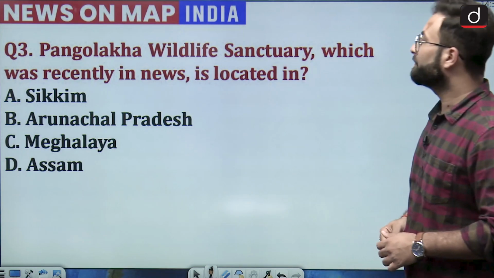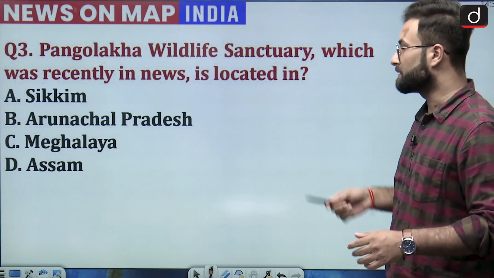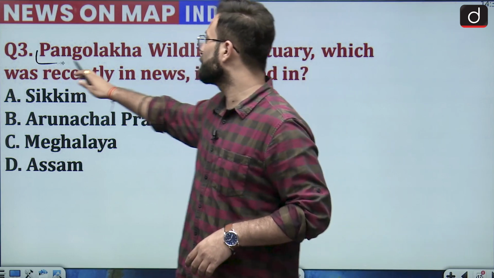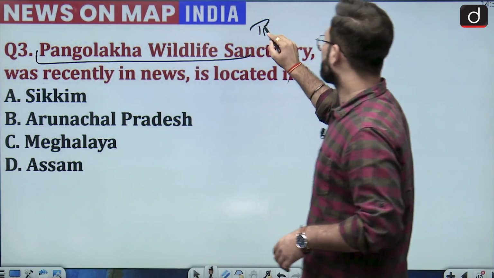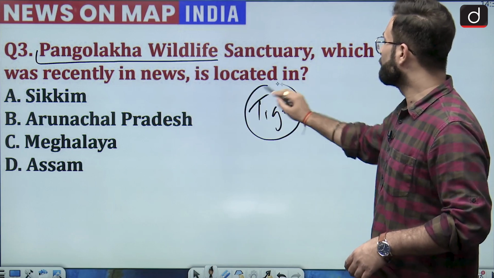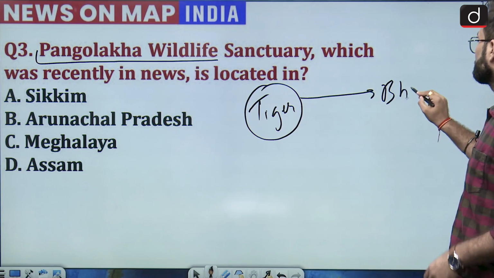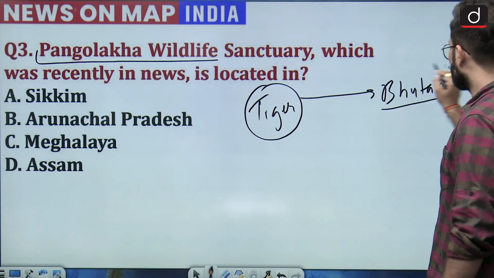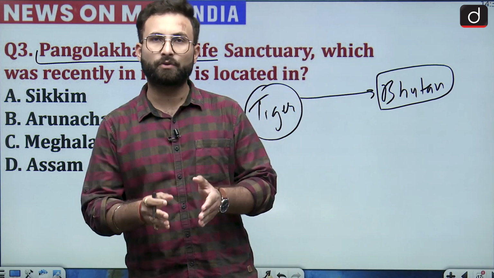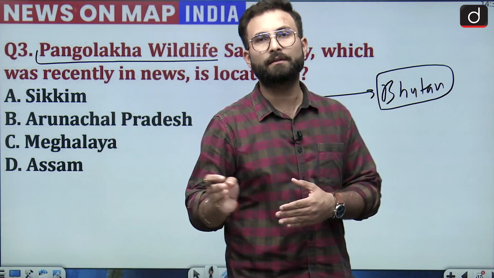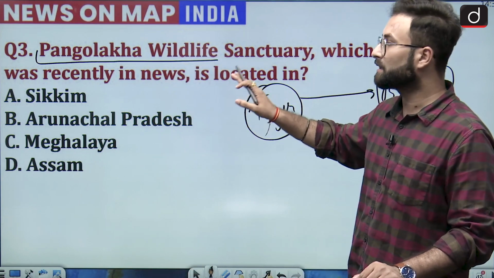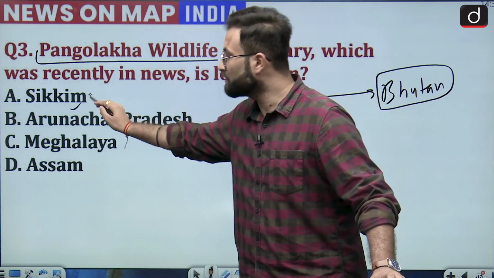Pangolakha Wildlife Sanctuary, which was recently in news, is located in Sikkim, Arunachal Pradesh, Meghalaya, or Assam. When we are talking about this Pangolakha Wildlife Sanctuary, it was in news because a tiger from this sanctuary has moved to Bhutan. It says that from this wildlife sanctuary, there is a natural tiger corridor which is connecting this area to Bhutan. The Pangolakha Wildlife Sanctuary is situated in Sikkim. Option A is your correct answer over here.